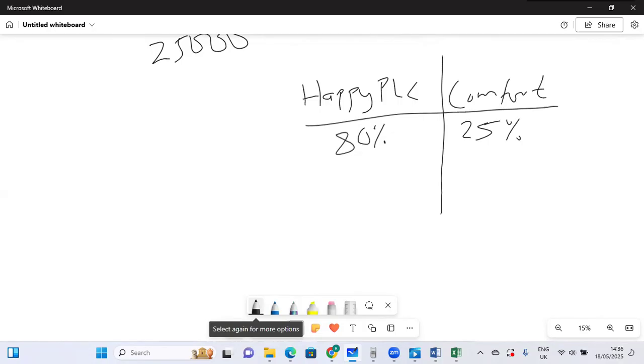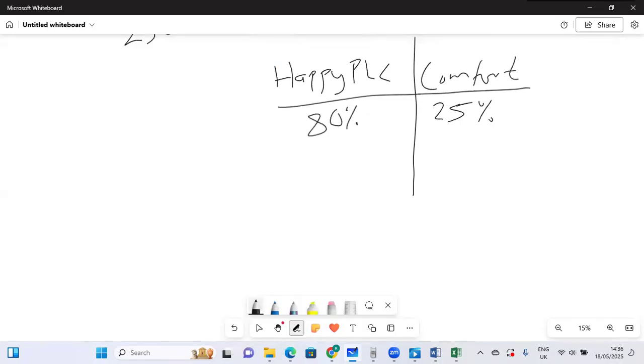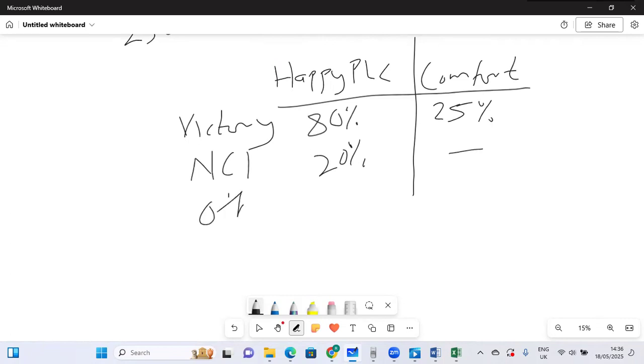All right. So now, when we come to the NCI, so here is Victory. Victory has 80% in Happy and 25%. So when it comes to NCI, here is 20%. And then here is Dash. Then others, Dash. And then this one will be 75%. So this is how the group structure will look like.